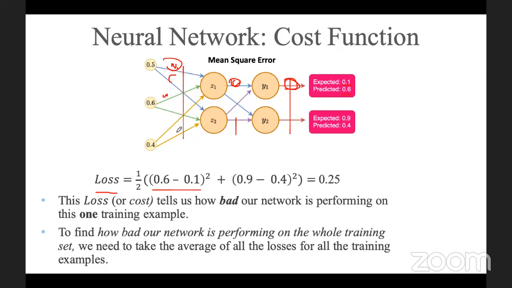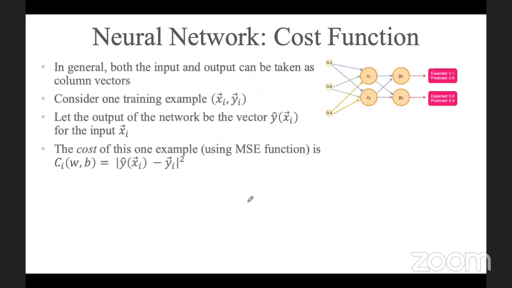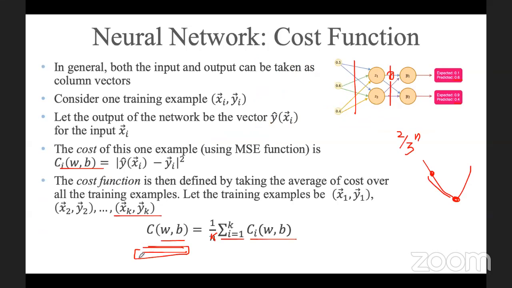So we treat them as variables. We don't fix the W1, W2. We treat them as variables, and we get this thing, and then we take an average over all the training examples, and that's how you get your net cost function. So this cost function is basically that: you take the average over all the training examples.